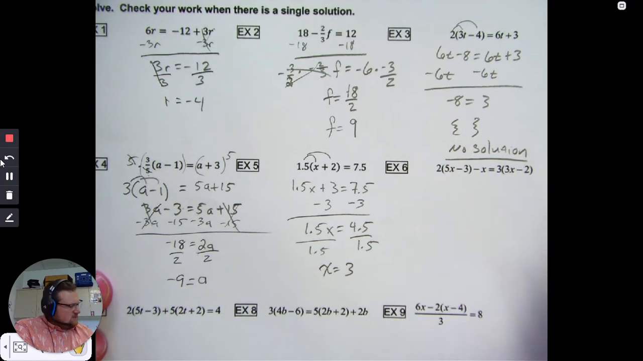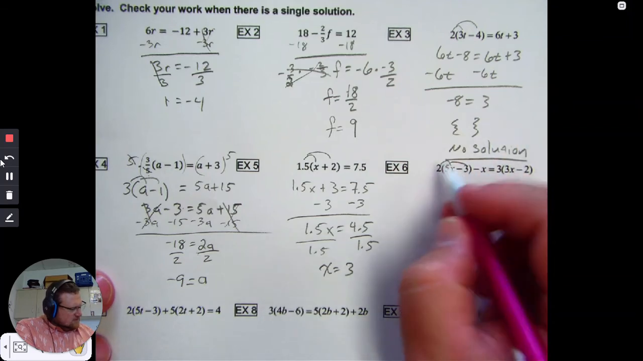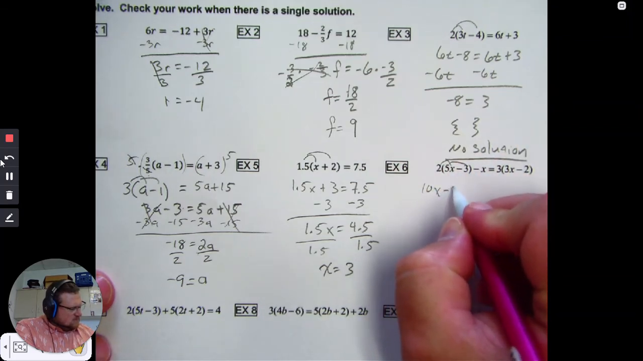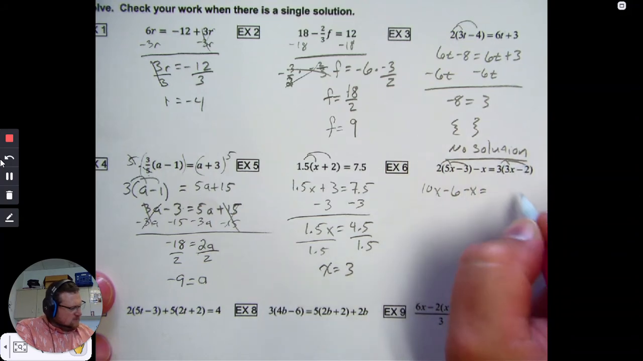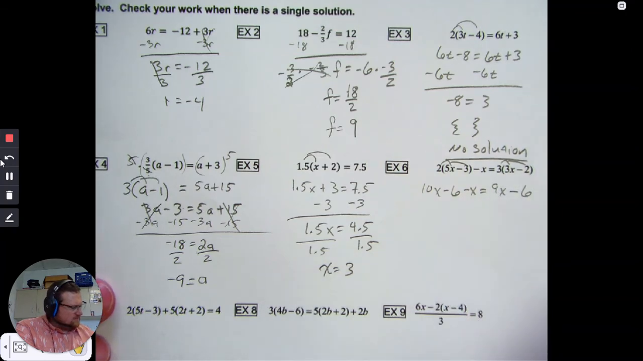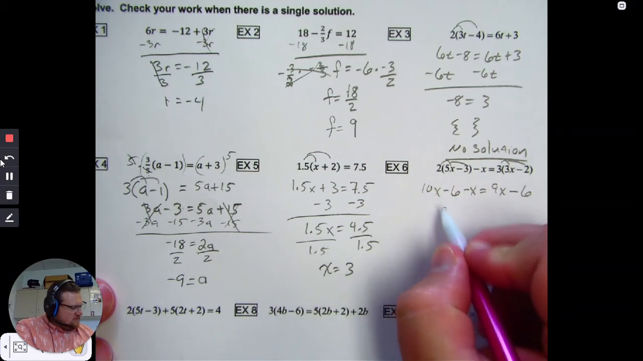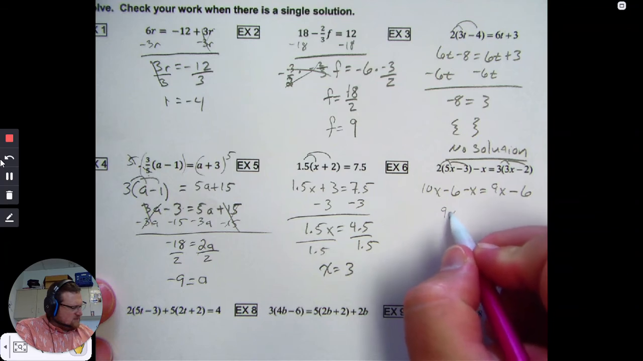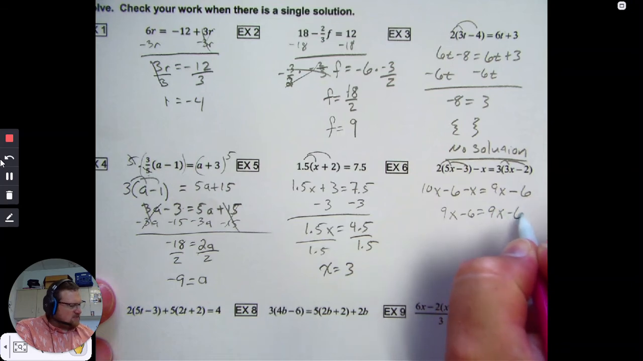On number 6, we're going to first distribute things out. So 10x minus 6 minus x equals, and then distribute out again. 3 times 3 is 9x minus 3 times 2 is 6. So here, if I combine like terms, that gives me 10x minus x leaves you 9. If you have 10x's, you take 1 away, you're left with 9x's. Minus 6 equals 9x minus 6.